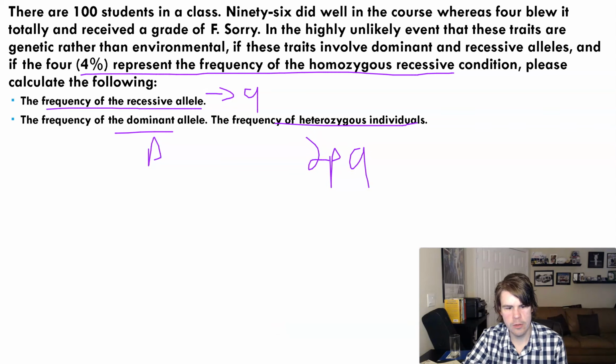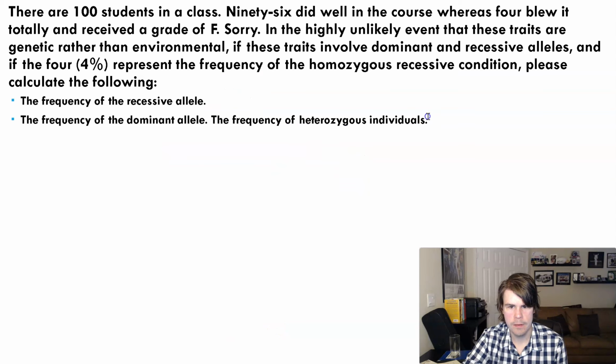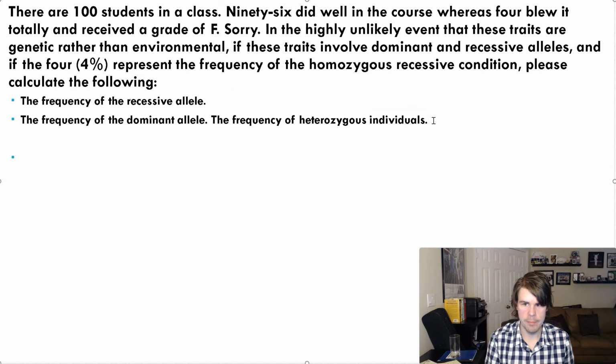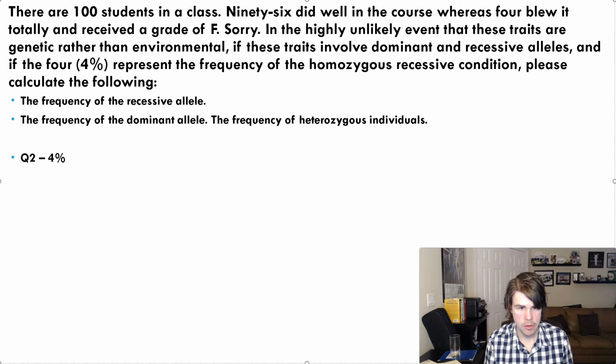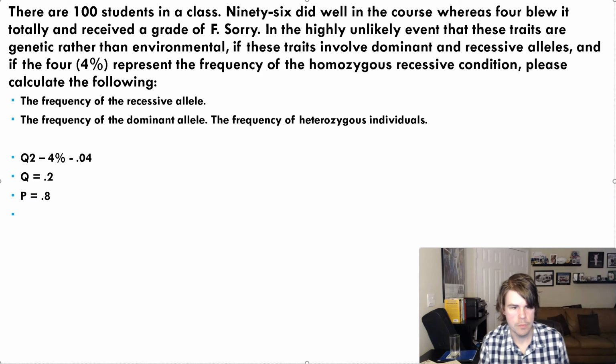Okay, so let's take away the writing and let's do this together. Let me just type it out. I think it's working out better if I type it. All right, so q squared equals 4%, or if you want to write that as a decimal, 0.04. You square root both sides of that, and that's 0.2. So q equals 0.2. p plus q equals 1. So p equals 0.8. Okay? q equals 0.2, p equals 0.8.